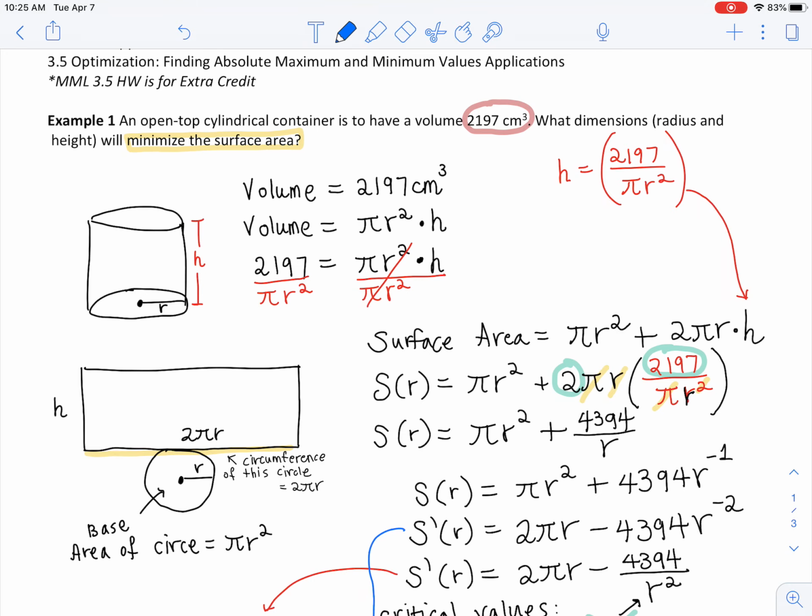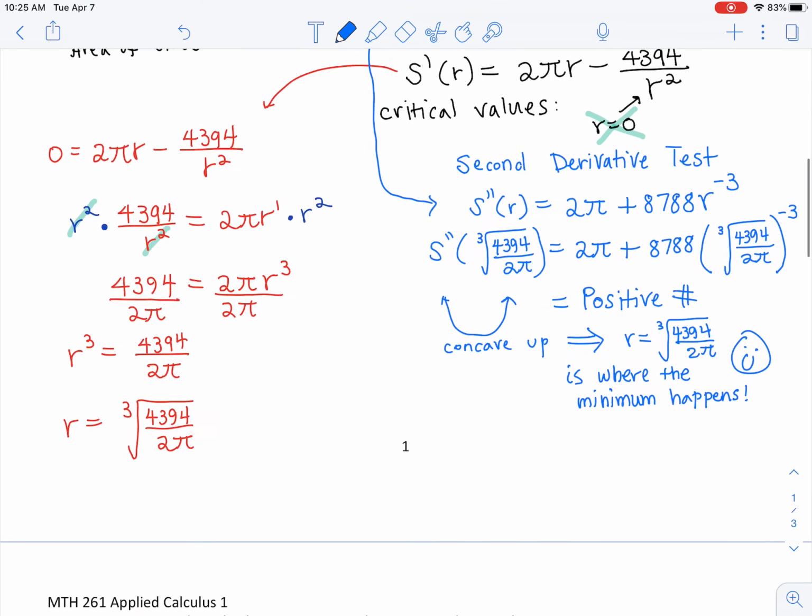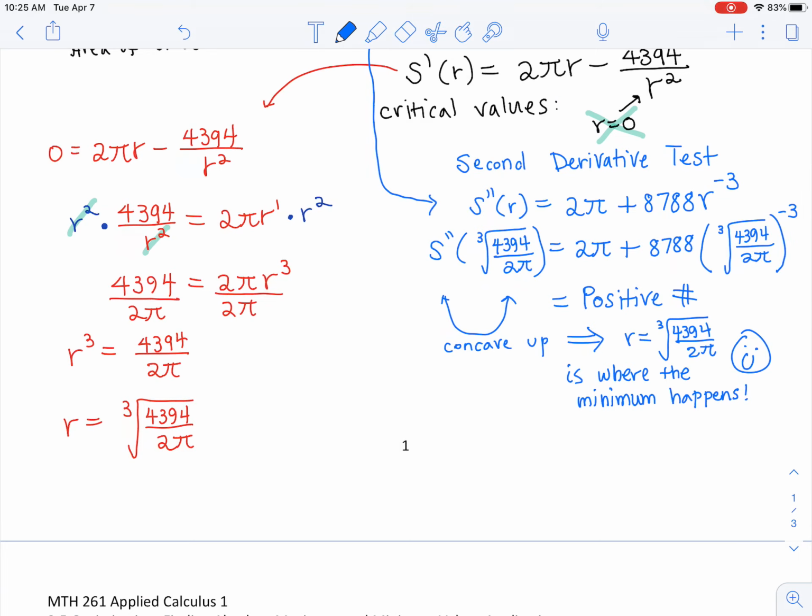So we did a lot of things just now. What did they want? I gotta go back and double check. They said what dimensions, radius and height, will minimize the surface area. Oh, guess what? I got the radius already. The radius is going to be cube root of that mess. Now, it's probably time for us to give them an approximate decimal answer. How about you type that in your calculator? Let's give them the radius.